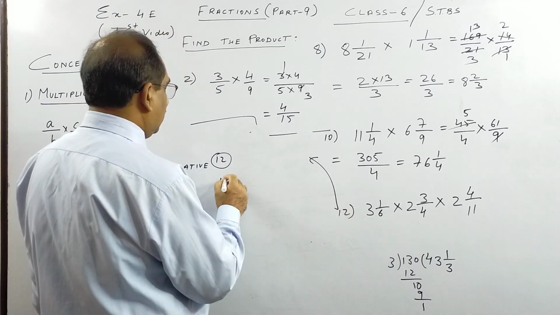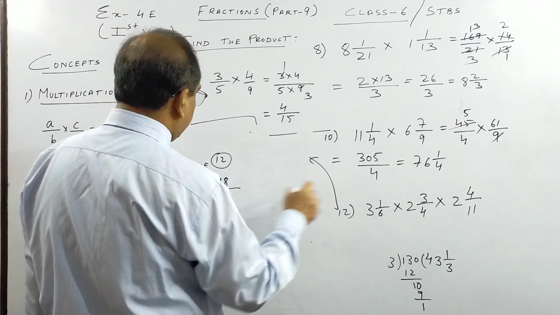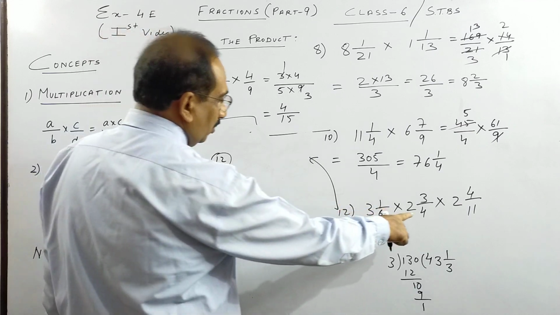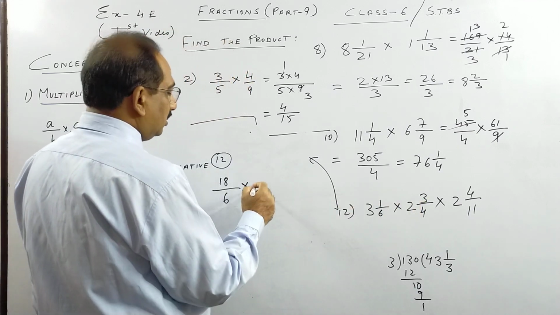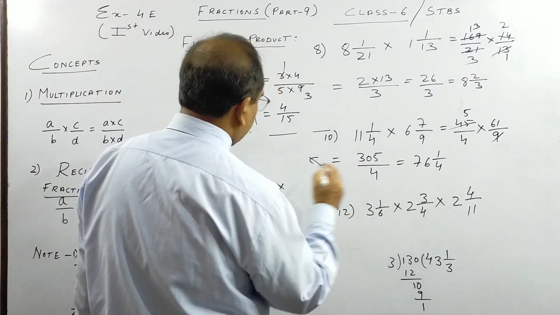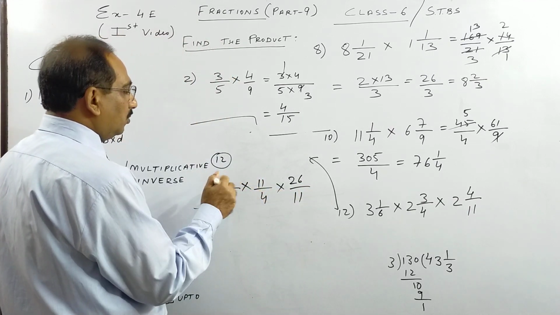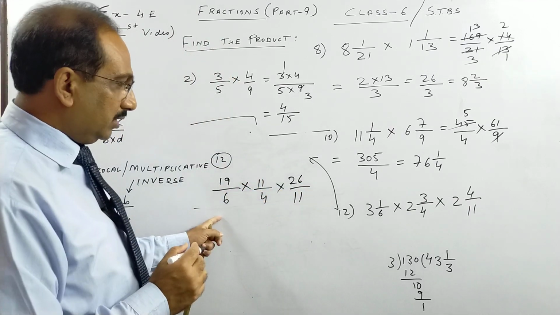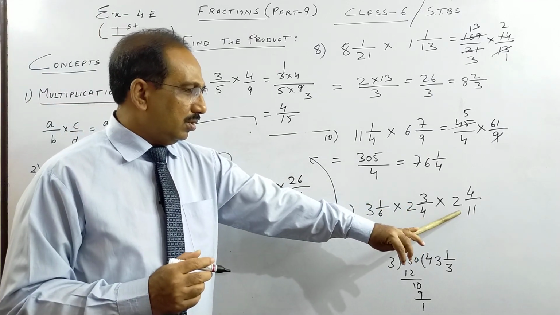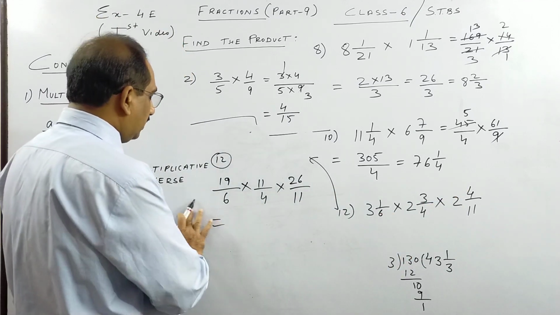6 3s are 18 plus 1, it will be 19. So 2 4s are 8 plus 3, 11 by 4, into 11 2s are 22 plus 4, 26 by 11. So as I told you, this will be 19 by 6, 11 by 4, 2 11s are 22 plus 4, 26 by 11. See what all cancels here.